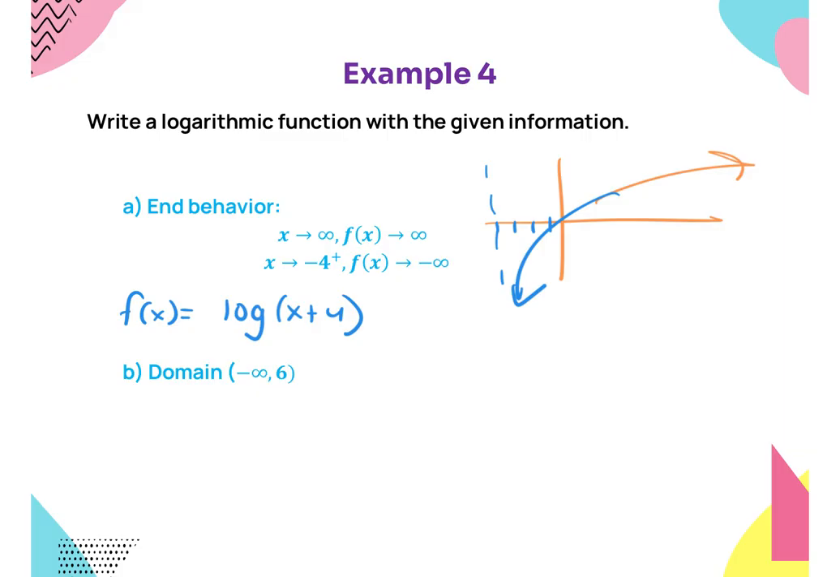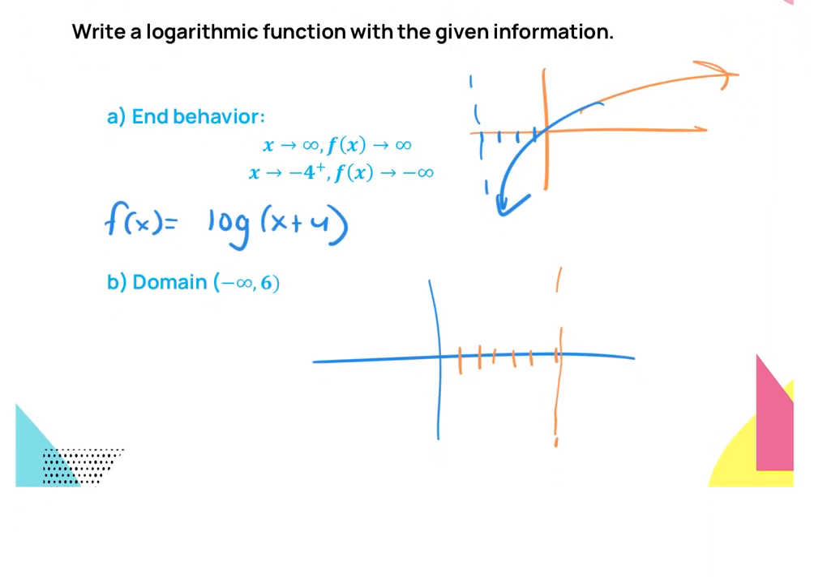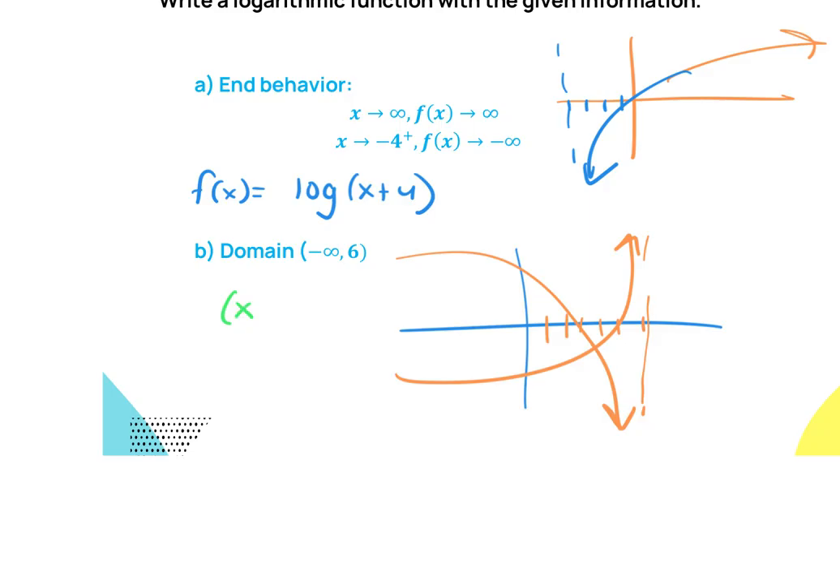All right, B says domain is negative infinity to 6. So what does that tell you? There's a vertical asymptote at 6. Okay, what side of the graph is my log on? The left side of that or the right side? The left side, because it's going from negative infinity to 6, right? What I don't know is if it looks like this or if it looks like this. So there's more than one answer to these, okay? What I have to know is that inside the parentheses has to be x minus 6. There obviously has to be a log involved.